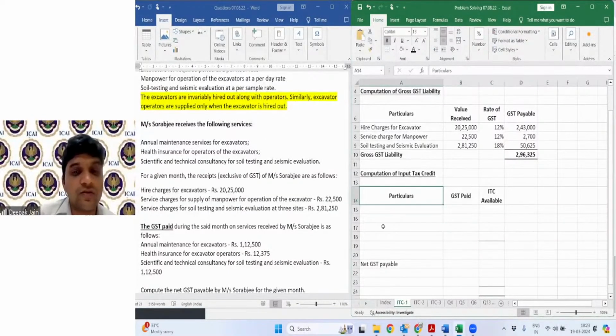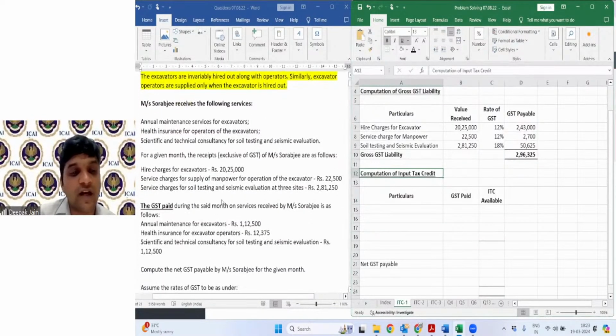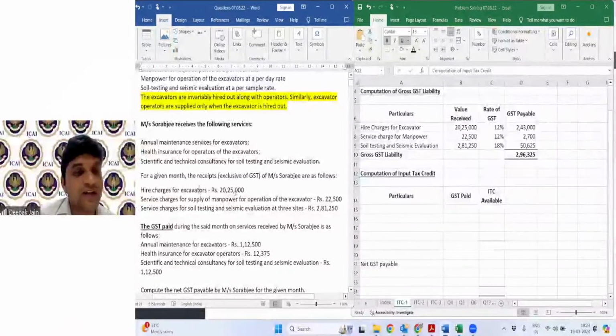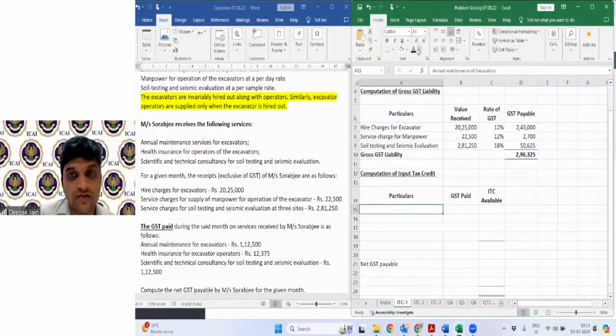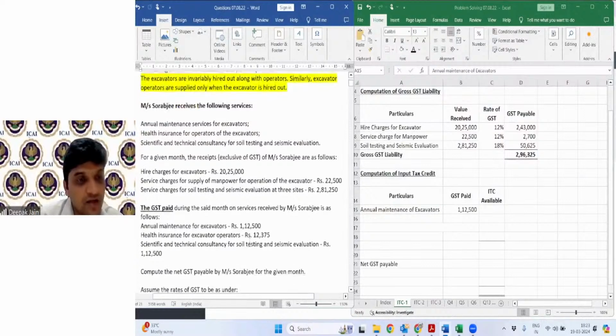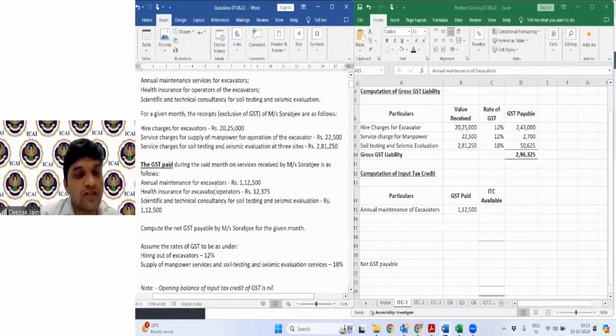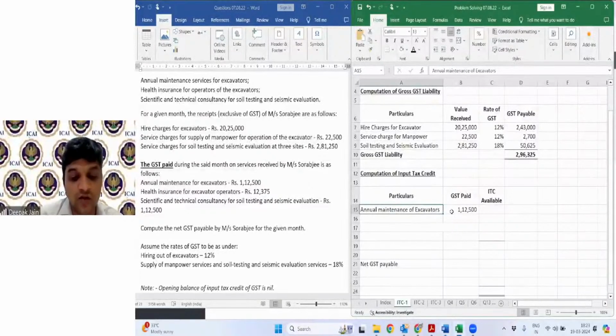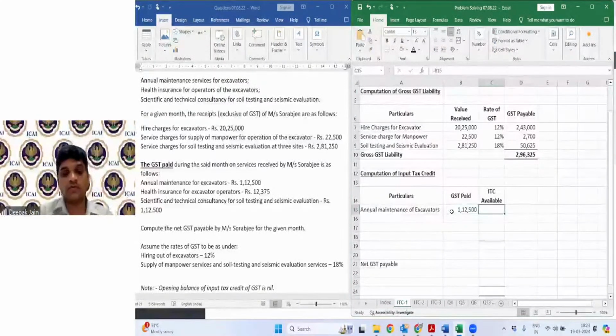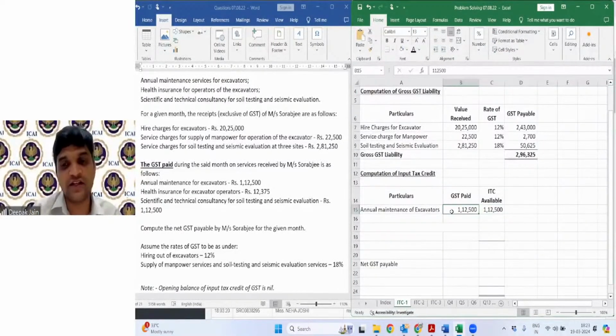Okay. So what is the ITC? They've said that hire charges for excavators. Before that, there is an annual maintenance charge. What is the GST paid for this? These are the output values. These are the GST paid. Annual maintenance for excavators, which is 112,500. On this, is the ITC available? Is this a blocked credit? No, this is not a blocked credit. So ITC you will get fully.